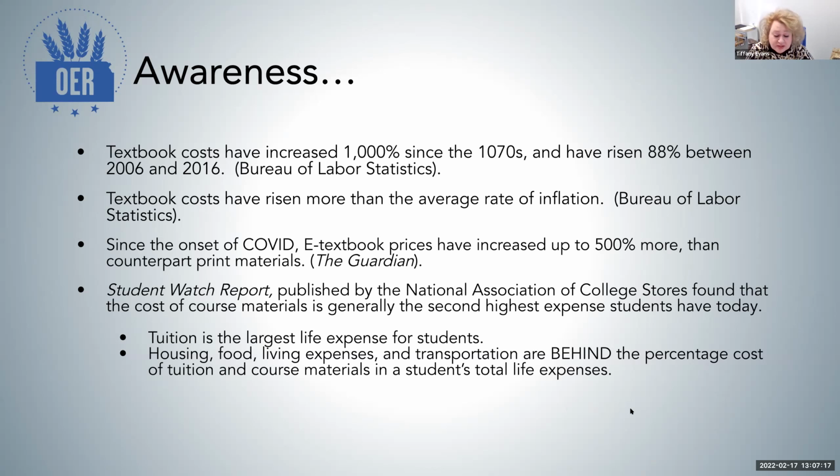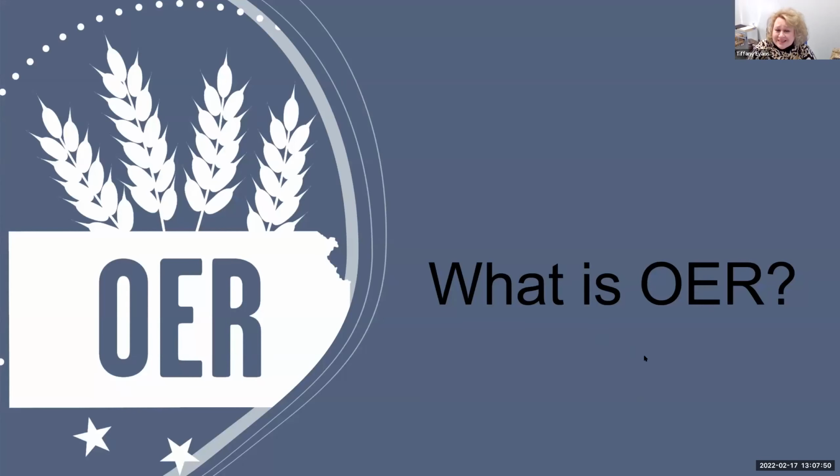And this is really interesting. It was through the National Association of College Stores that I found this data. And obviously tuition is always going to be the largest life expense that students have, but housing, food, living expenses, and transportation are behind the percentage of tuition and course materials in the student's total life expenses. That is huge.